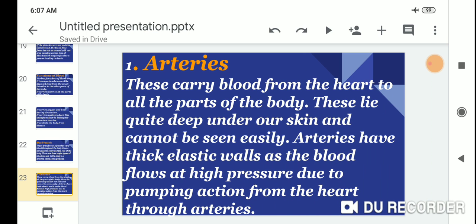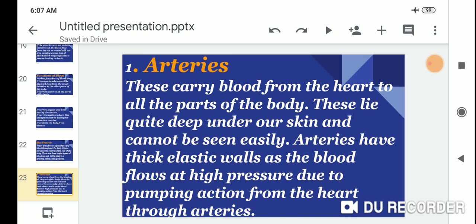Arteries. These carry blood from the heart to all parts of the body. These lie quite deep under our skin and cannot be seen easily. Arteries have thick elastic walls, and the blood flows at high pressure due to the pumping action of the heart through the arteries.